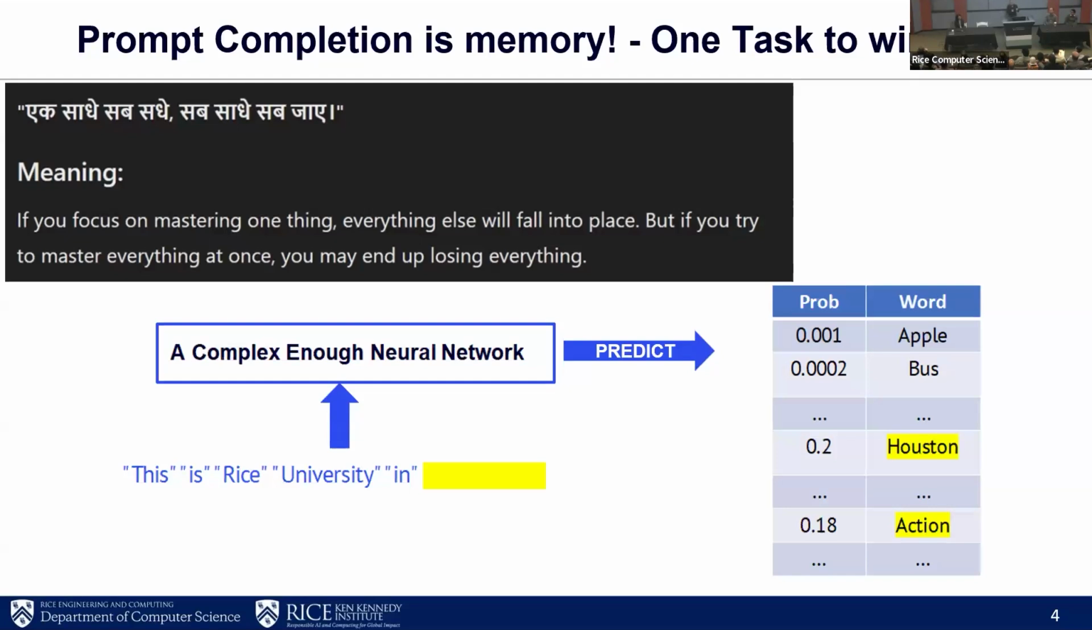So just to go a little bit into it, you create these tasks like, this is Rice University in. What should come to your mind? And we take large neural networks. Again, these are like probabilistic models. Putting it in other words, it literally is trying to predict this table, which is a table of probabilities as to what are potential next words. Right? So this is Rice University in Houston. It could also be this is Rice University in action.